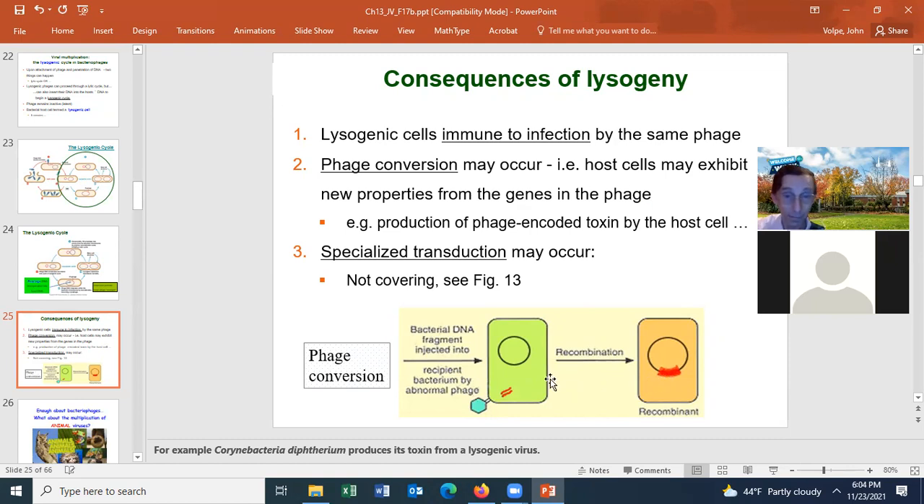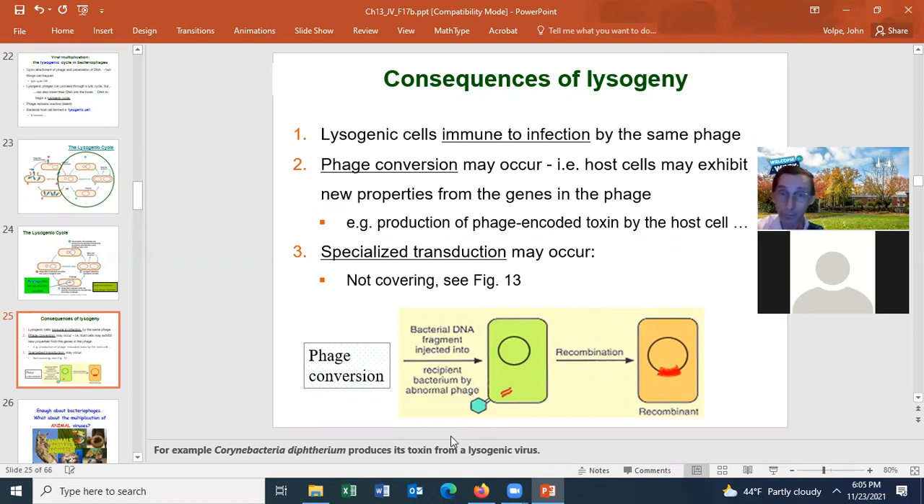So if you're infected by Corynebacterium diphtheriae and it doesn't have the lysogenic virus in it, you will not have the Corynebacterium diphtheriae toxin. And that's actually better for you because toxins are toxic to us. But if your bacteria, the Corynebacterium diphtheriae, is infected with the lysogenic virus, it will produce the toxin, and then you will become more sick because your infection will be producing this toxin.